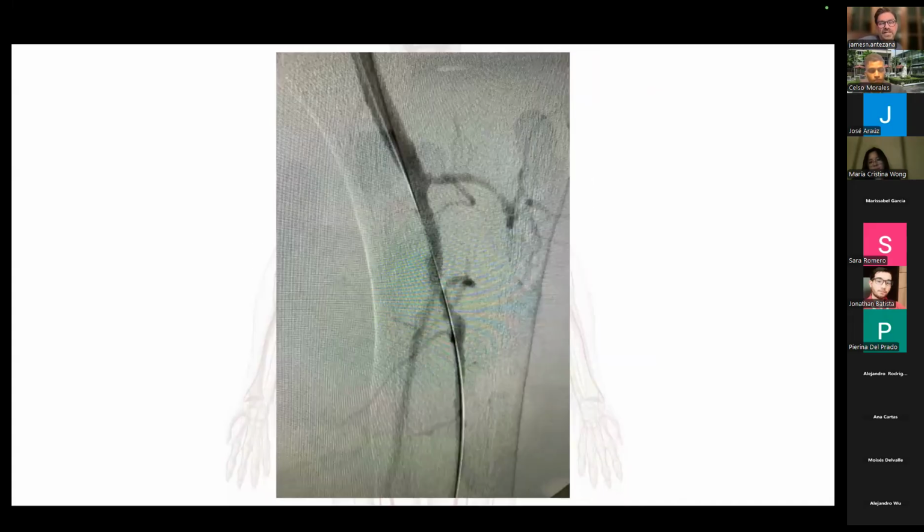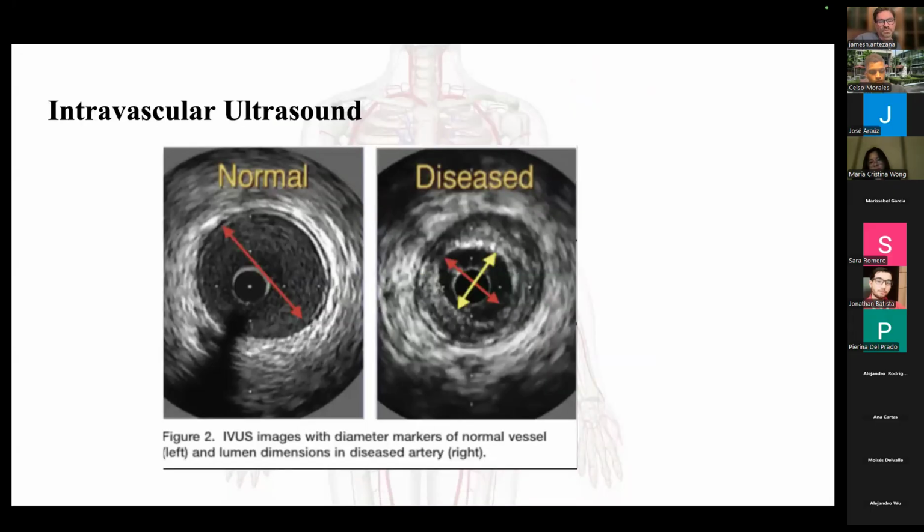So what did I do? I got a wire through here. I couldn't go through the anterior tibial because all of this is typically very, very calcified, but I was able to go down the TPT trunk, down the peroneal artery, and I was able to repair that.